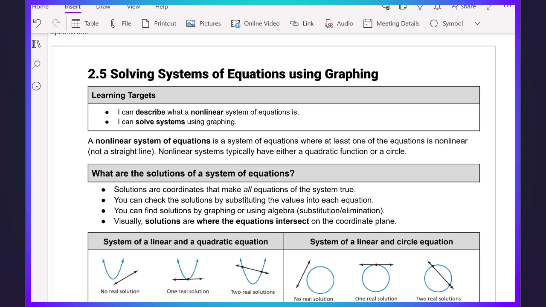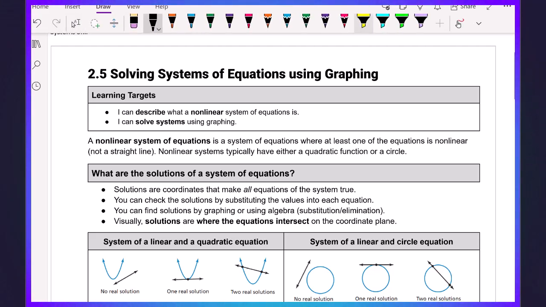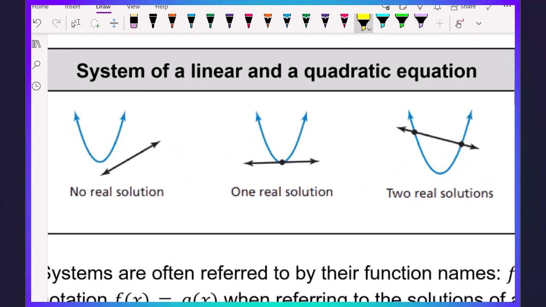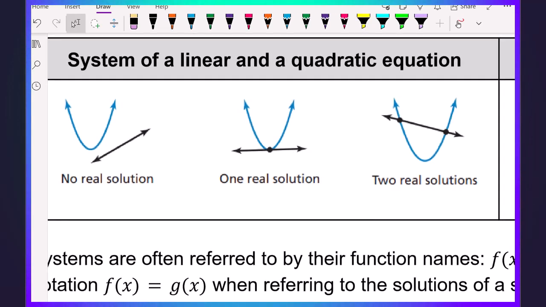Okay, so what is a nonlinear system? That is a system of equations that has at least one equation that's nonlinear, which basically means it's not a straight line. So let's see what it looks like. We've got a parabola, which is a quadratic equation, and a linear, which is a straight line. So the black line is linear and the blue curve is nonlinear.